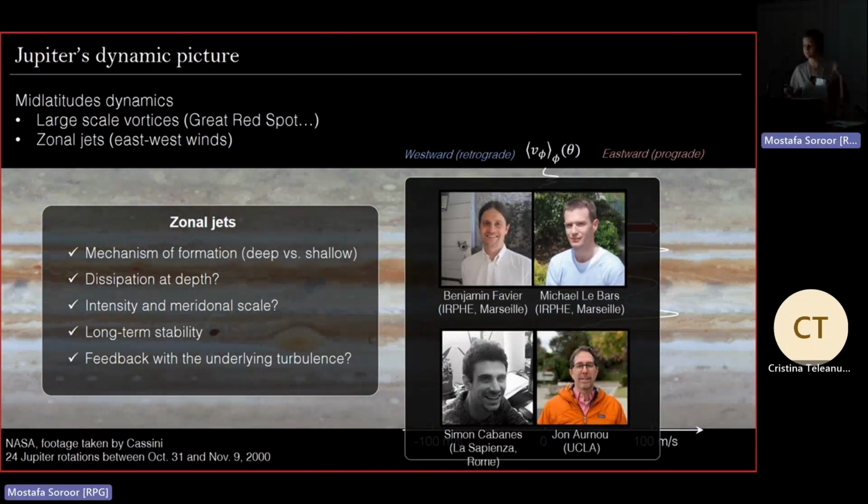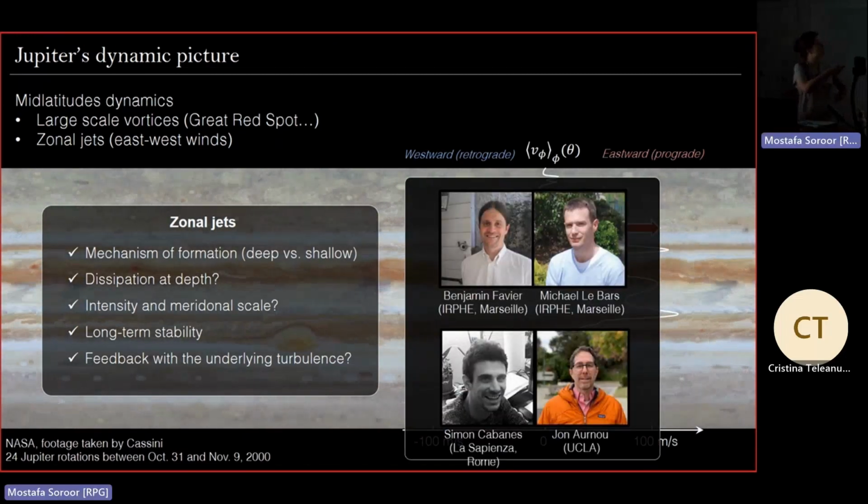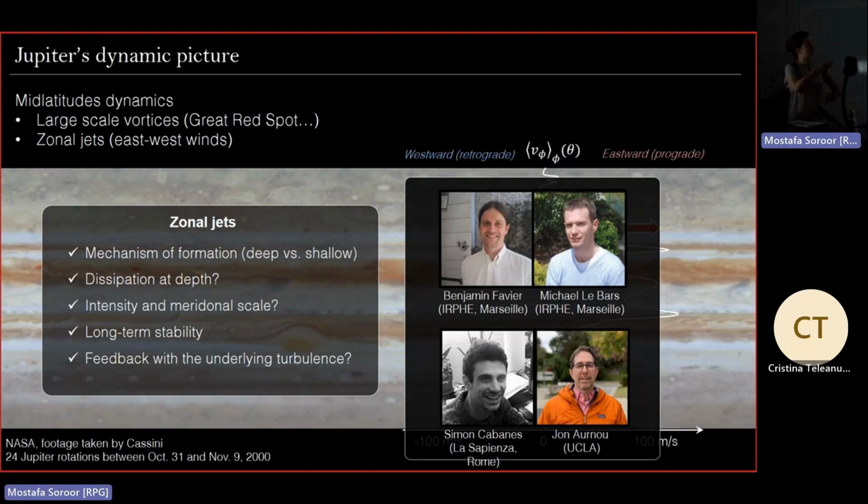I was asked today to present you some experiments which were built at the IRPHE laboratory in Marseille while I was still in my PhD there. It was developed in collaboration with Benjamin Favier and Michael Le Bars, and also Simon Cabanes, who did a preliminary version of the experiment I will present, and Jonathan Aurnou at UCLA, who initiated this experimental study.